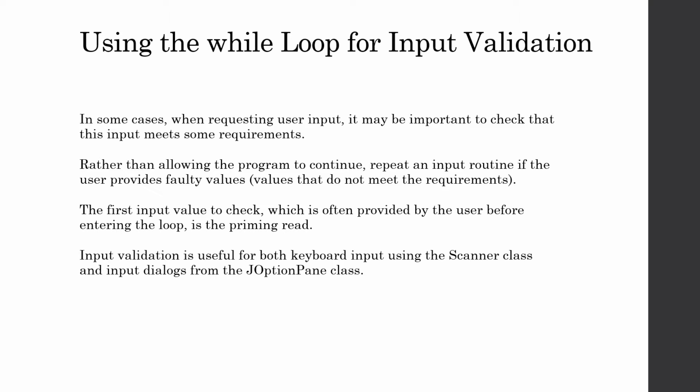But in addition to this, we also need to make sure that we've gotten that first attempt at the input. So just before we enter the loop, or while loop in this case, we want to go ahead and give them what is known as a priming read. So this first input value to check, which is often going to be provided by the user before entering the loop, that's going to be the priming read.